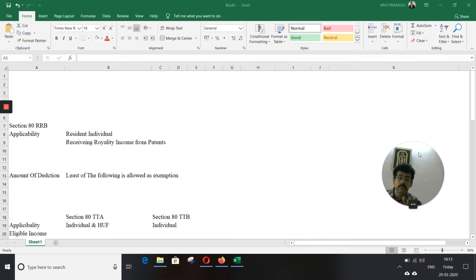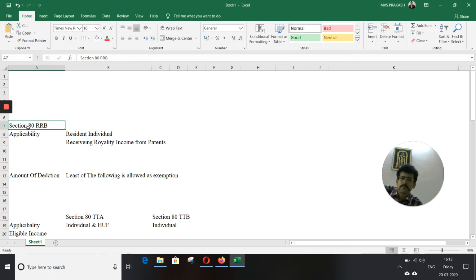Now, let us finish 80 RRB and let us also finish something called 80 TTA, TTB, and finally the last one is going to be 80 U. With that, I can say apart from 80 JJAA and QQB, all section 80 deductions are set to be done. Now, first let us see what section 80 RRB is speaking about.